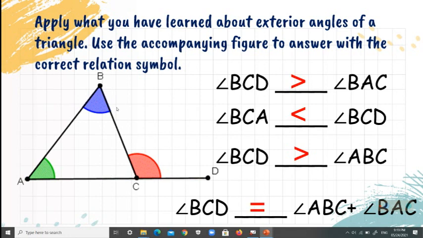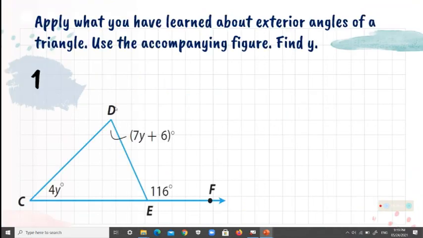Okay, question? So let's apply what you have learned. Apply what you have learned about exterior angles of a triangle. Use the accompanying figure. Find y. Okay? So we have here the figure. So you are going to solve. So here is our exterior angle. So what are you going to do?